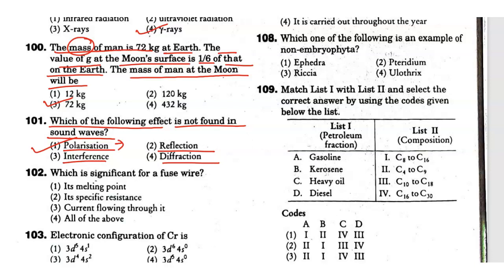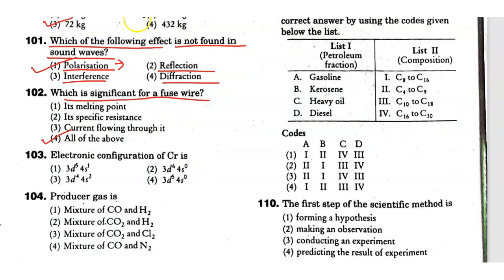Okay. Next is, which is significant for the fuse wire? Its melting point, its specific resistance, current flowing through it, all of this. So the correct answer is fourth. Fuse wire is made up of a metal strip with a very low melting point. Their resistance is also high. So all options are correct.